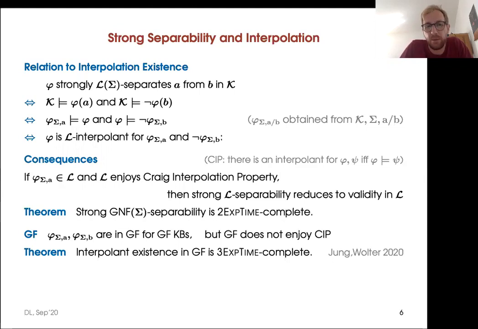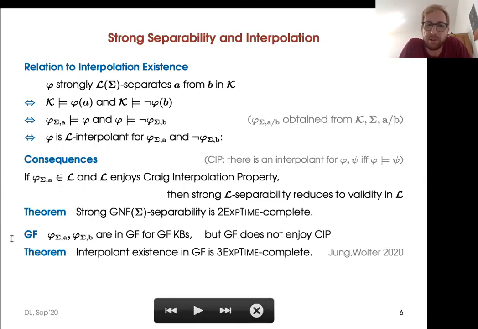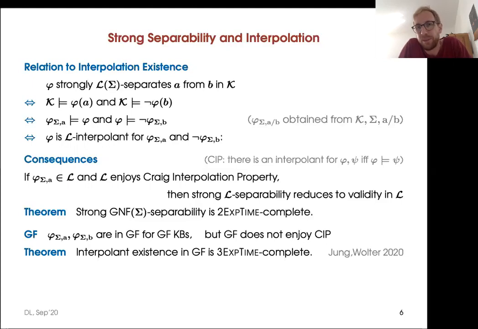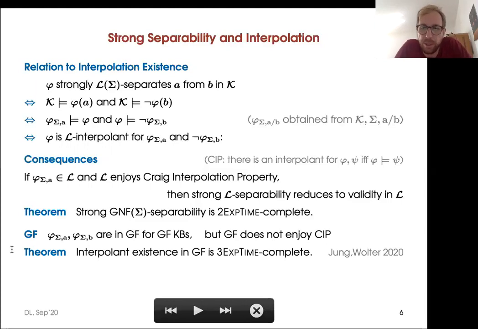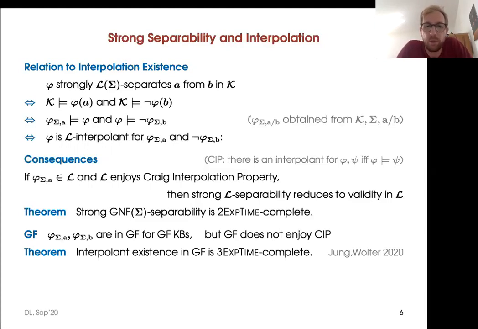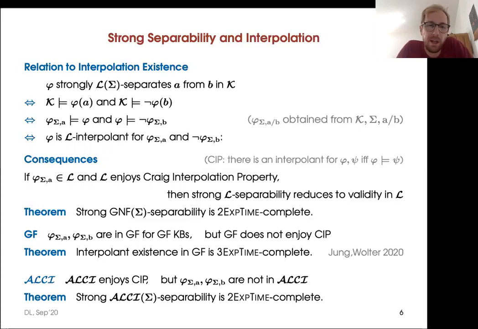Now for the guarded fragment, well, those formulas are in the guarded fragment for guarded fragment ontologies, but the guarded fragment doesn't have the Craig interpolation property. So we use a result that we have proven in parallel work, namely that interpolant existence in the guarded fragment is 3ExpTime-complete, and this lifts to strong separability. So also strong separability in the guarded fragment is 3ExpTime-complete. For ALCI, it's slightly different. So ALCI does enjoy the Craig interpolation property, but the formulas are not in ALCI. Still, we could show that it's in 2ExpTime and 2ExpTime-complete.